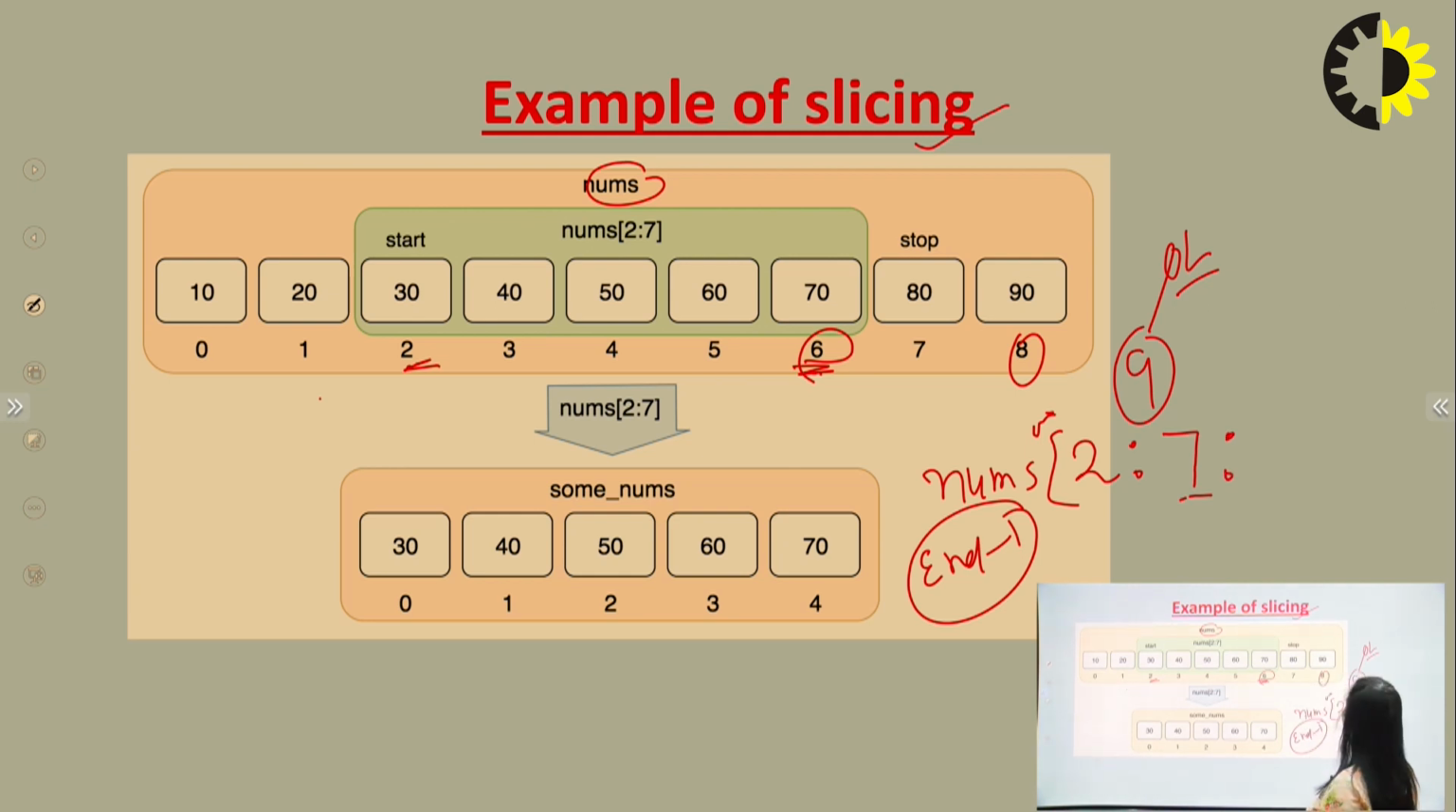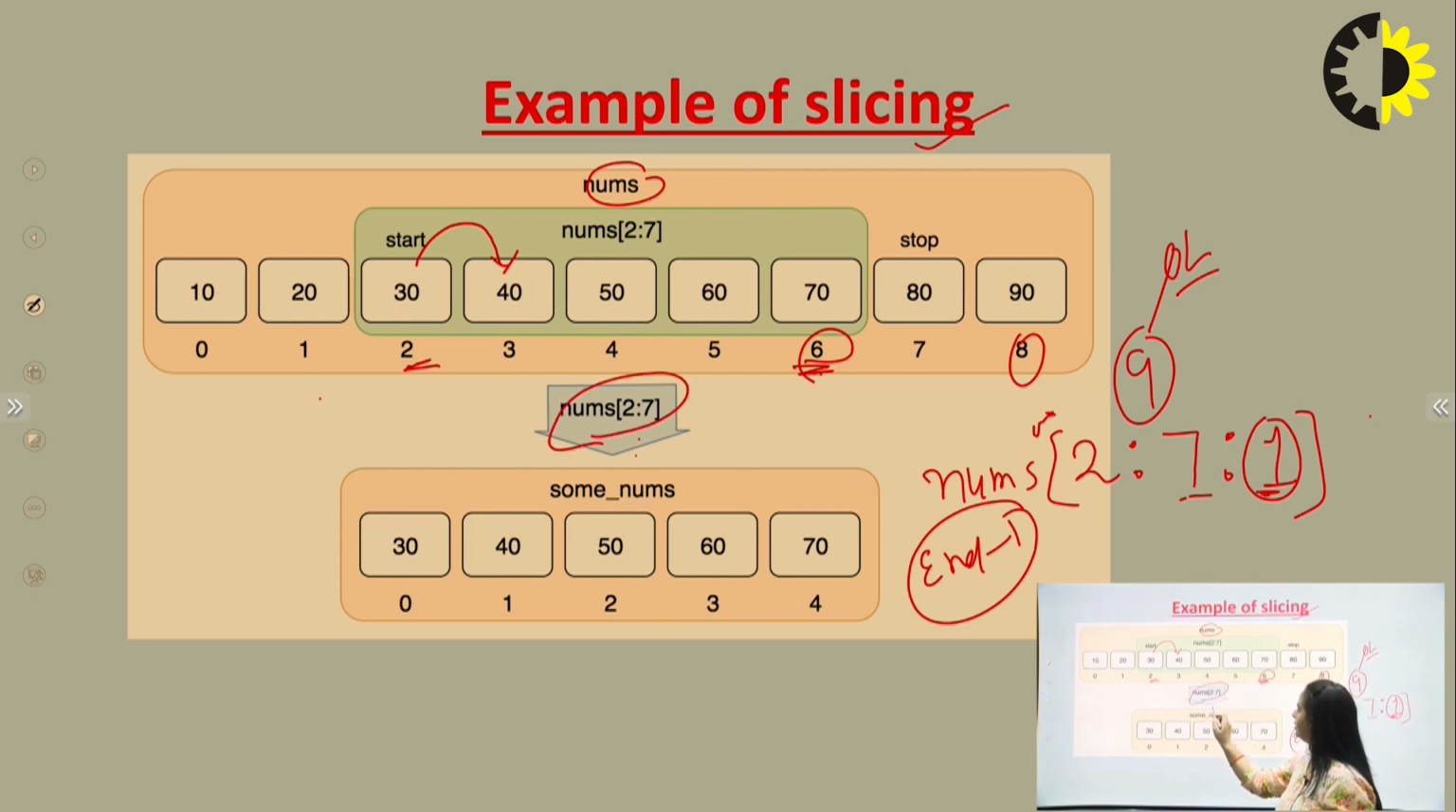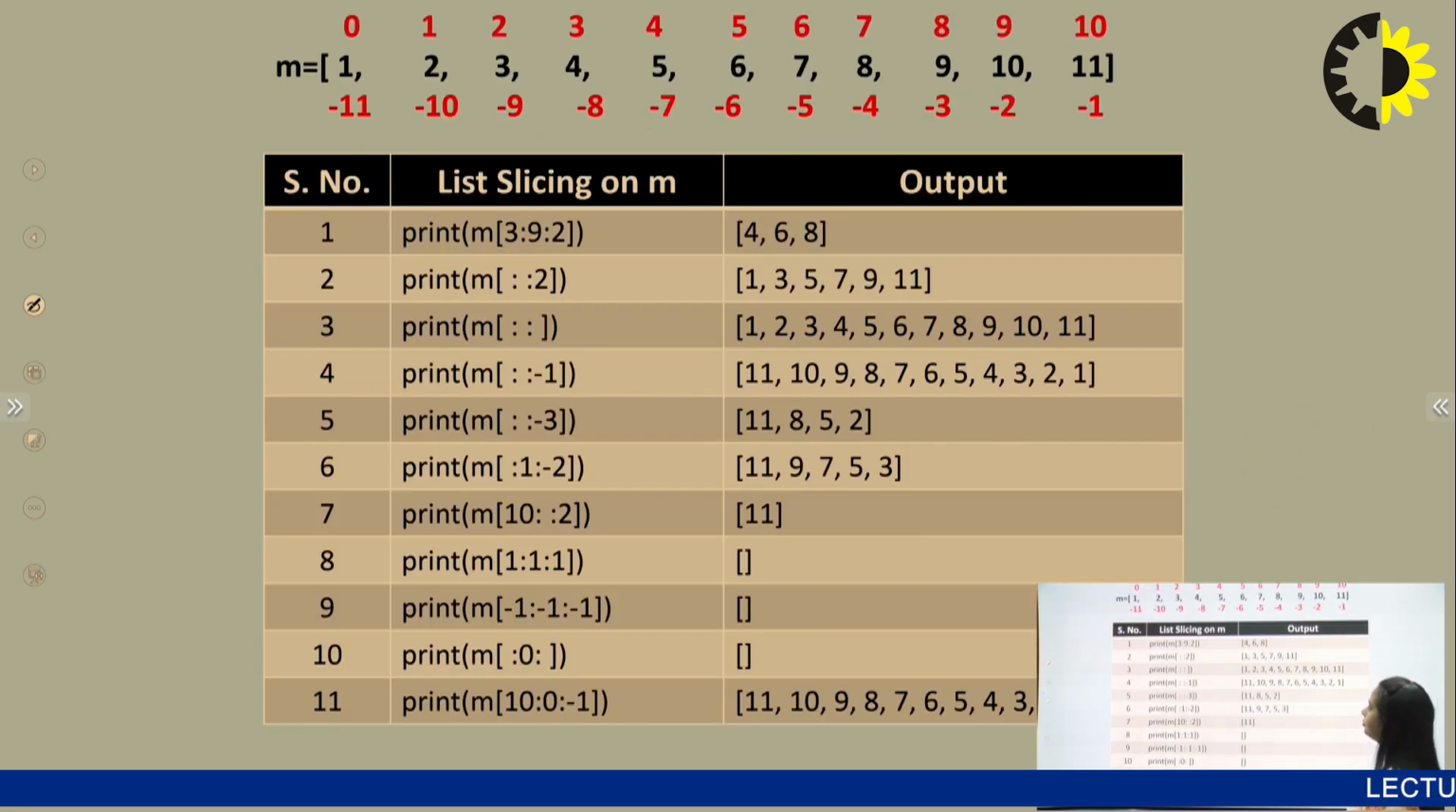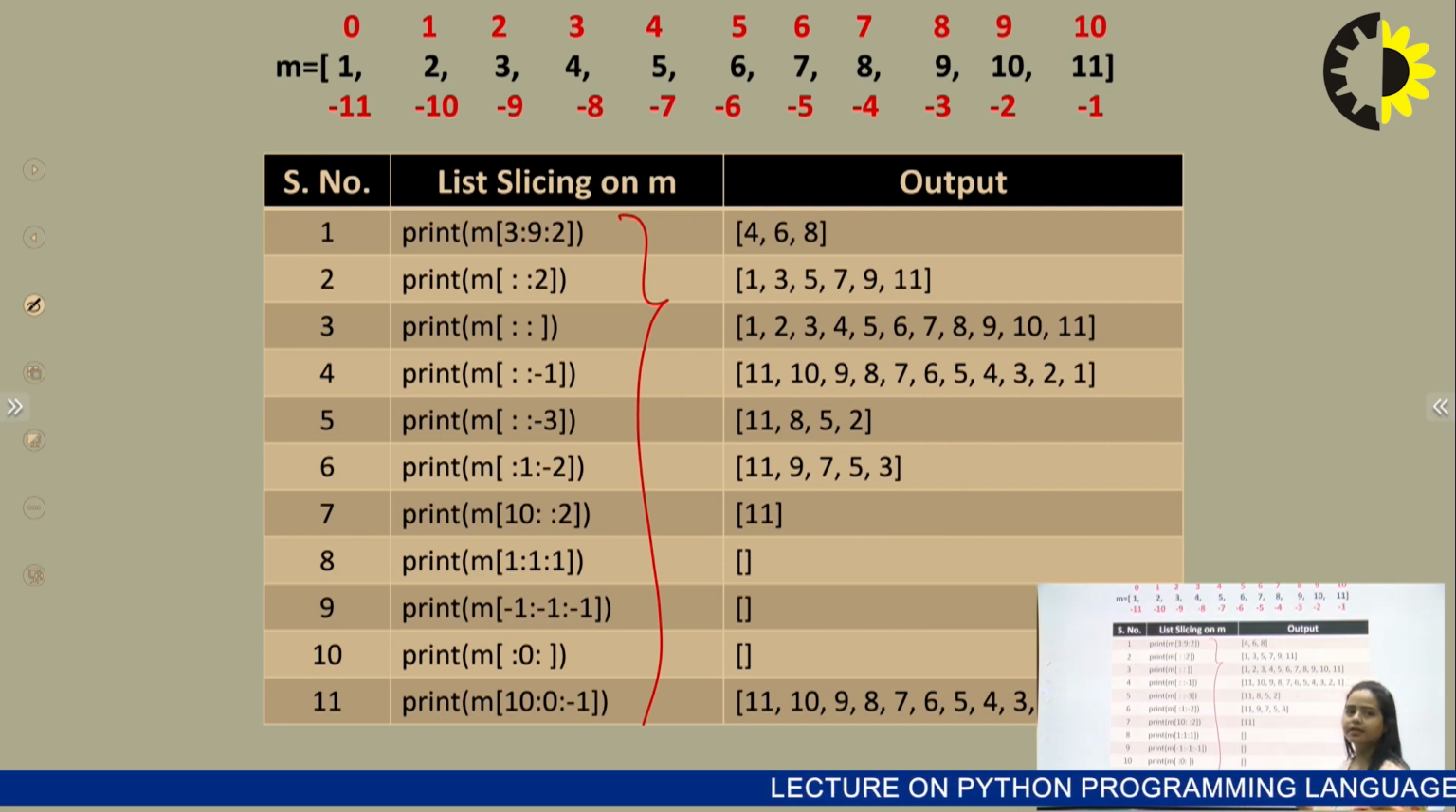Now the next parameter was index jump. How many elements do I have to jump? I have to jump a single element, so here I will write 1. And if I don't mention 1 here, I just skip that, so by default the index jump value will be 1. So this is our slicing and this is the result of our slicing. These are some slicing examples so that we can clear up the slicing operations.